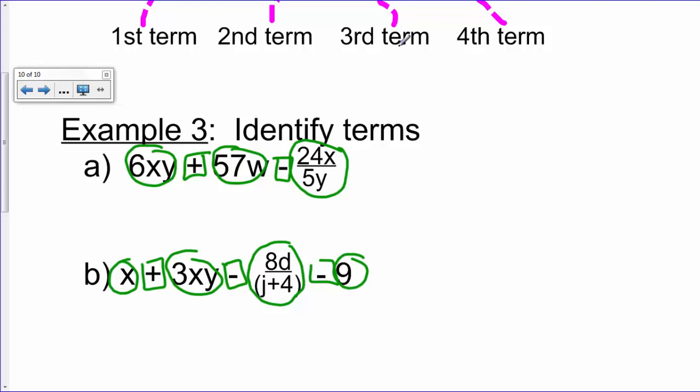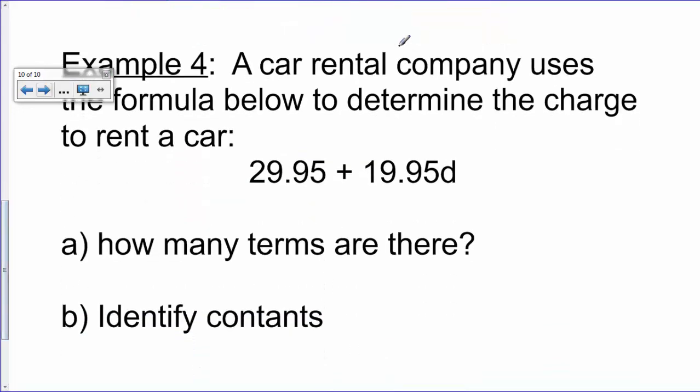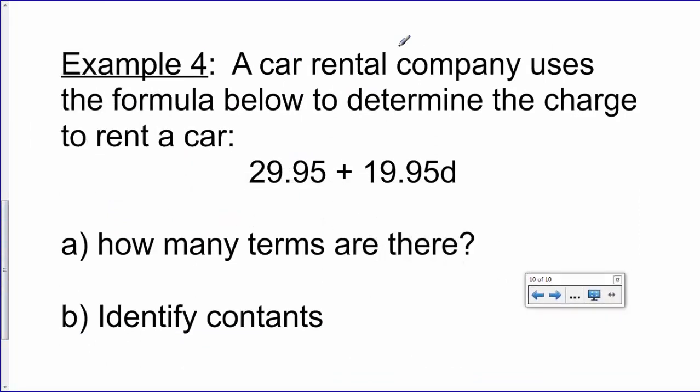What I want you to do now, your only homework problem for today, is to do example 4 on your own, and we will check it in class tomorrow. So you need to pause the video, do example 4 on your own paper, and we will talk about it in class first thing tomorrow.